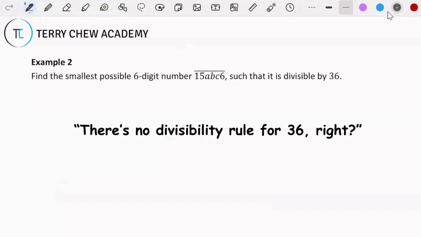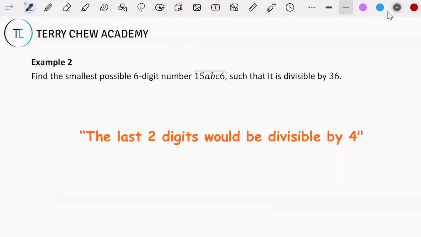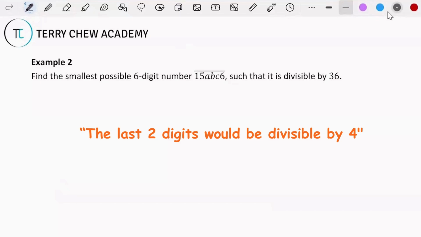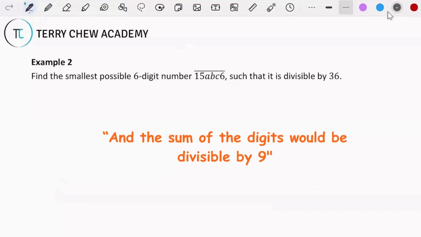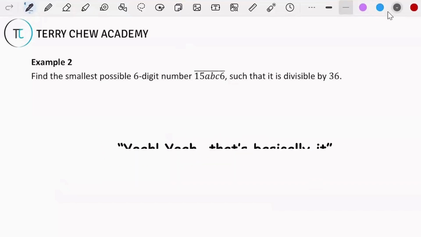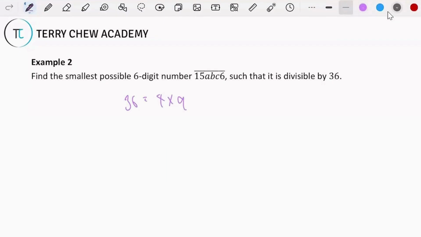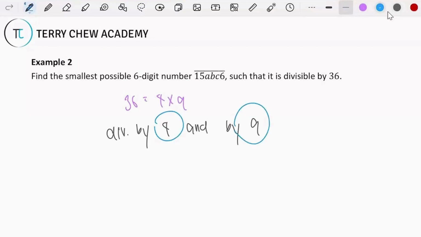I mean, there's no divisibility rule for 36, right? The last 2 digits should be divisible by 4, and the sum of the digits should be divisible by 9. Yeah, that's basically it. For it to be divisible by 36, okay, so 36 is equal to 4 times 9, right? For it to be divisible by 36, it has to be divisible by 4 and by 9. And these two numbers have to be relatively prime, okay? What does that mean? They cannot have common factors.